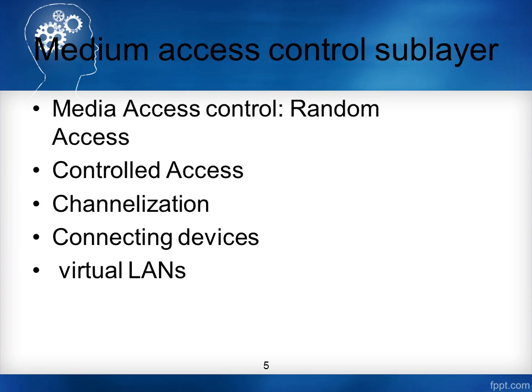In this slide, we are going to see the second half of the data link layer, that is the medium access control sublayer. The medium access control sublayer mainly deals with three important protocols: random access, controlled access, and channelization. Here is another concept, connecting devices on virtual LAN.